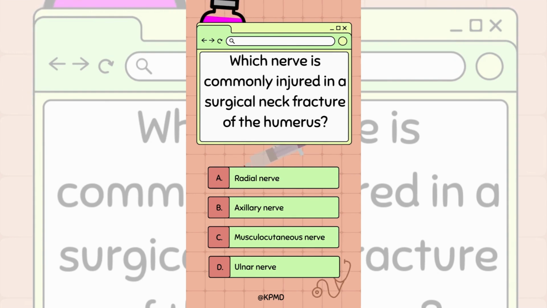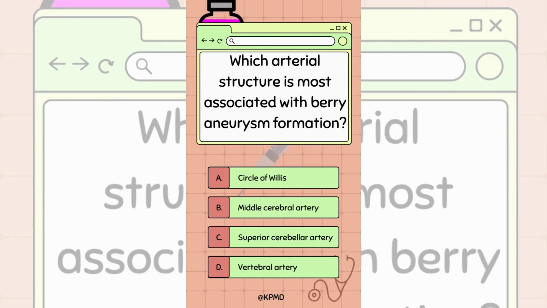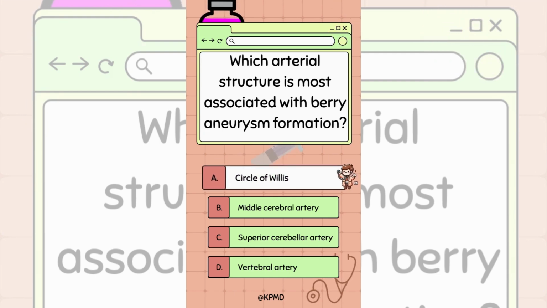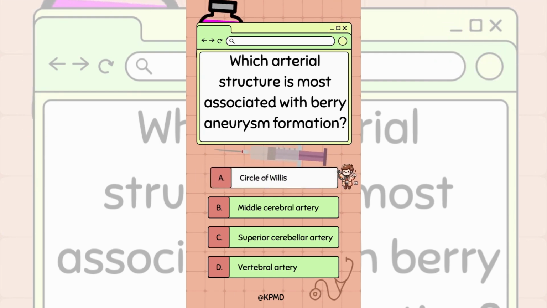Which nerve is commonly injured in a surgical neck fracture of the humerus? Answer is B, axillary nerve. Which arterial structure is most associated with berry aneurysm formation? The answer is A, circle of Willis.